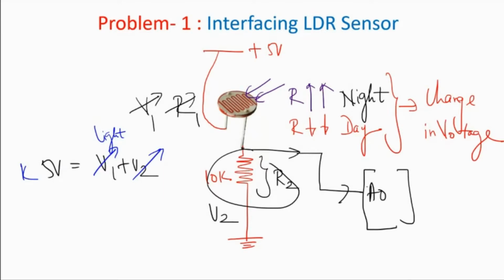So this is what we are taking. How will V1 change? V1 is equal to I into R1, and this R1 would change depending upon light. So as V1 changes, V2 also changes. So this change in resistance we are converting into change in voltage.